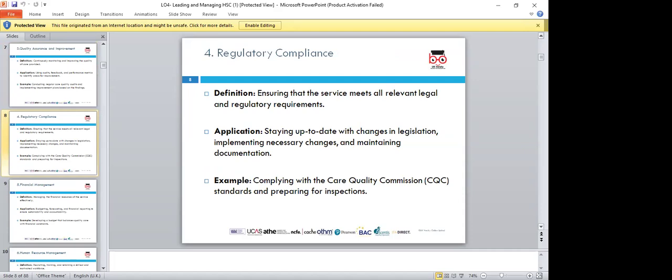Regulatory compliance. The definition is ensuring that the service meets all relevant legal and regulatory requirements. The application will be staying up to date with changes in legislation, implementing necessary changes, and maintaining documentation. One example would be when a care home decides to comply with the Care Quality Commission standards and regulations for inspections.